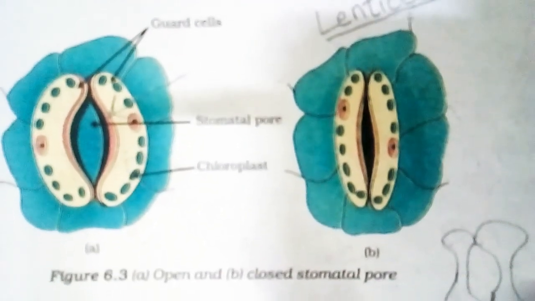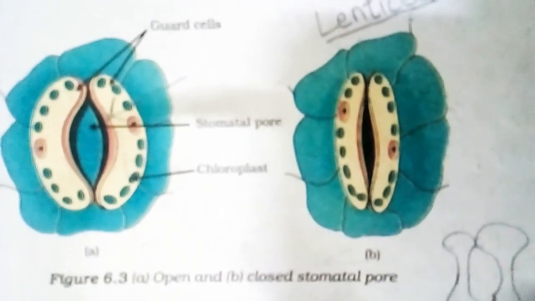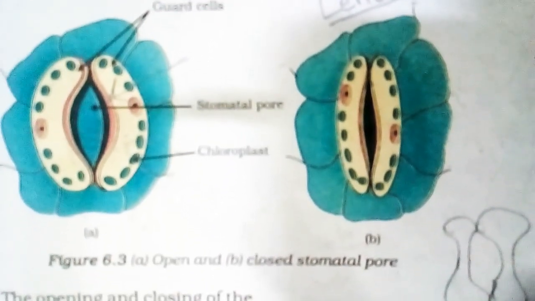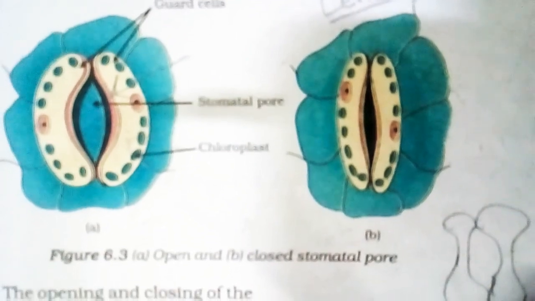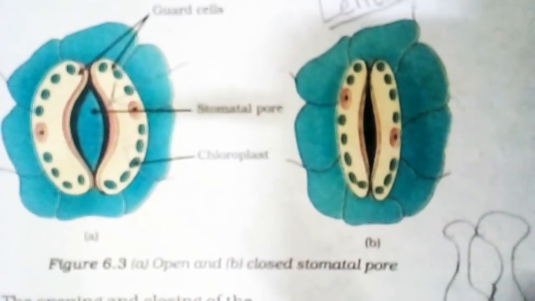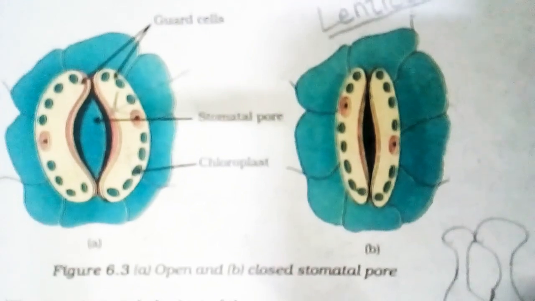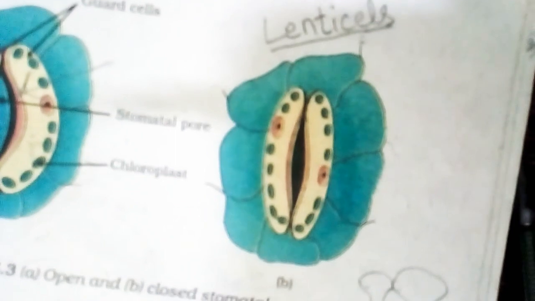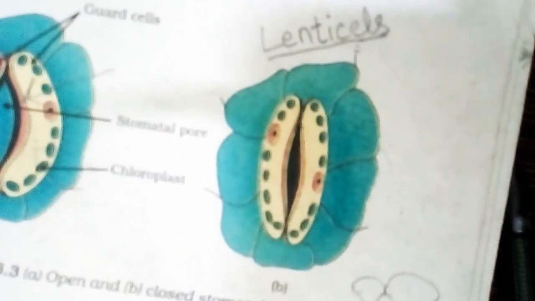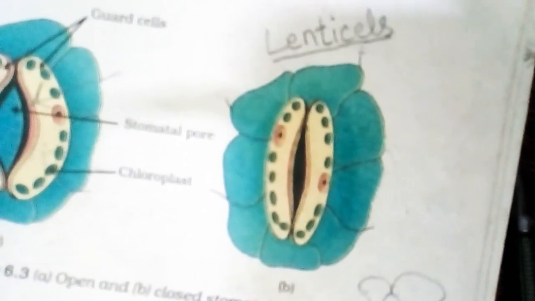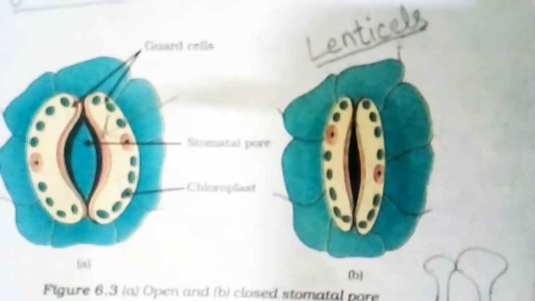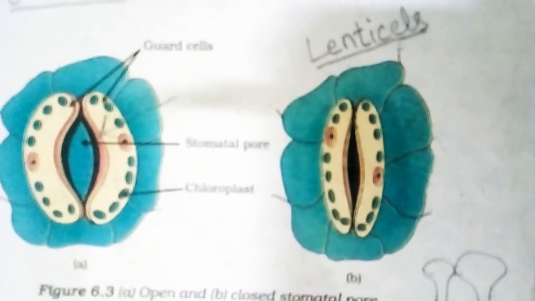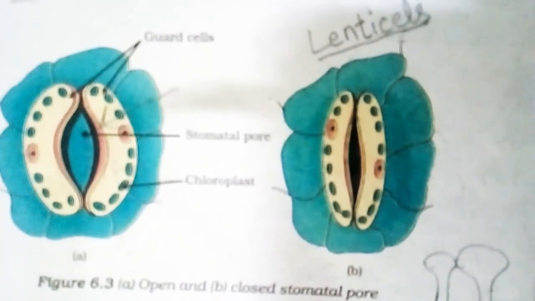There are some permanent openings also present in the plant. They are known as lenticels. Lenticels are present on the old stem or trunk of the tree or the plants. I'm again repeating, lenticels, see the spelling. I'm only showing the spelling here; lenticel is not shown in the diagram. Lenticels are the permanent openings found on the old stems of the plant and old trunk of the tree.